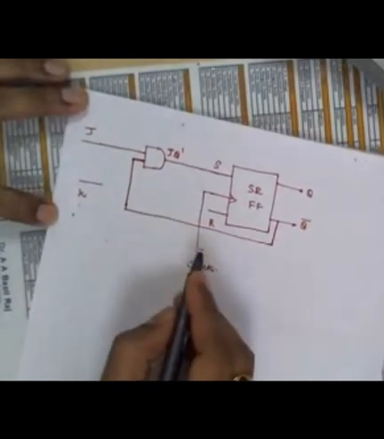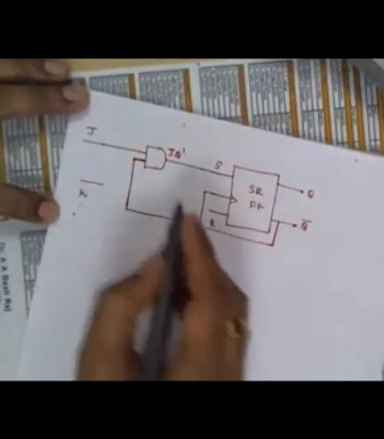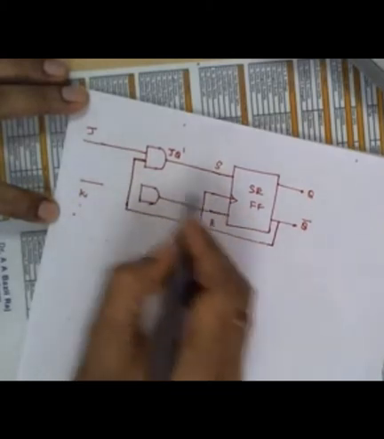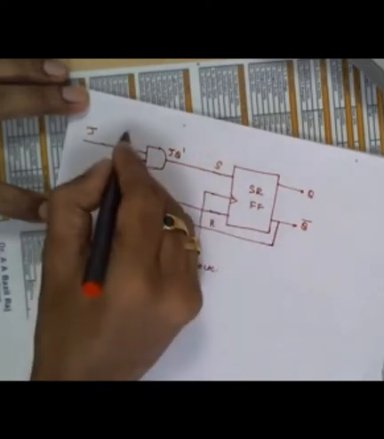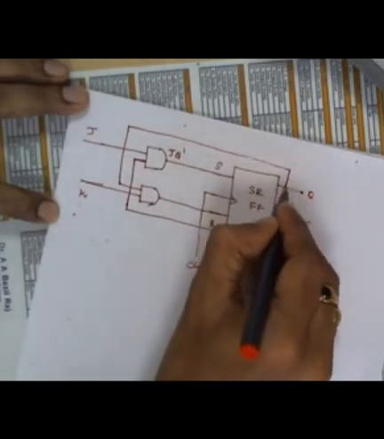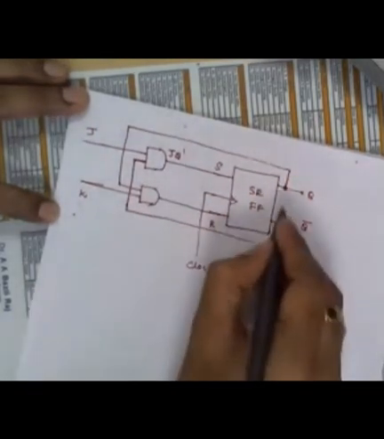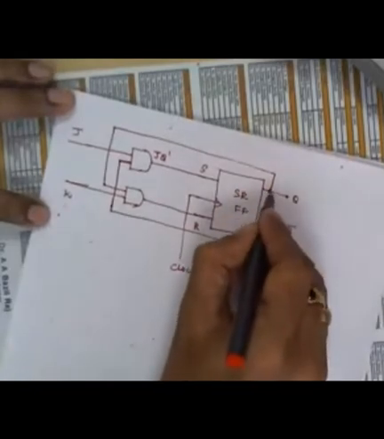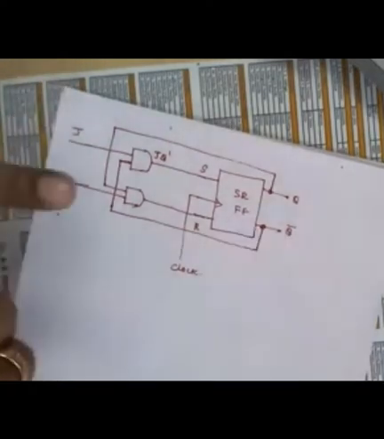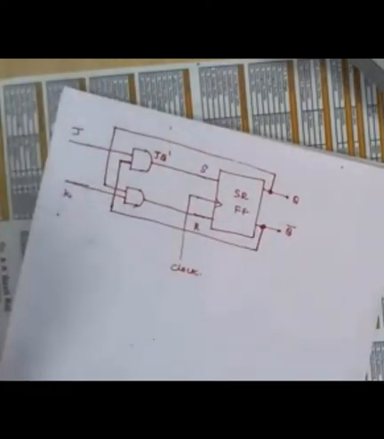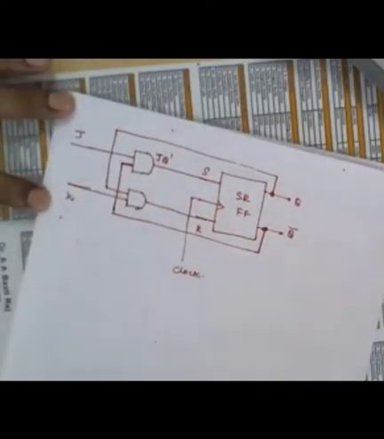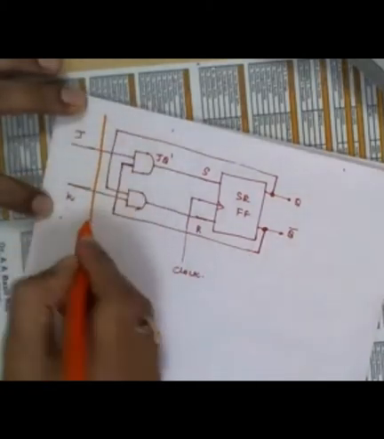Then our R is K into Q, another AND gate. This output goes into R. One input is K, another input is Q. This dot is called a soldering dot. If you put a dot like this, it means there is a connection. If there is no such dot, there is no connection, and it is running over another track with an insulator. So our JK flip-flop will be something like this.